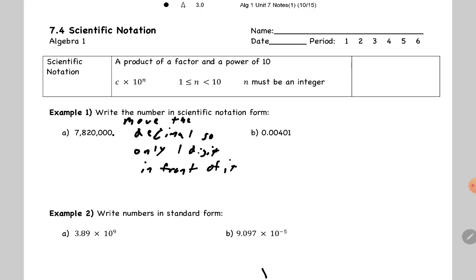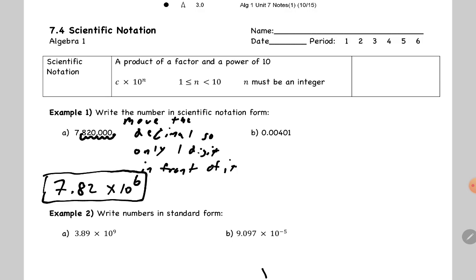Okay, so the decimal point's right here, and we're gonna move it 1, 2, 3, 4, 5, 6. So we moved it 6 spaces to get it there. Since we moved it 6 times, we multiply it by 10 to the 6. So scientific notation is a product of something with a power of 10.